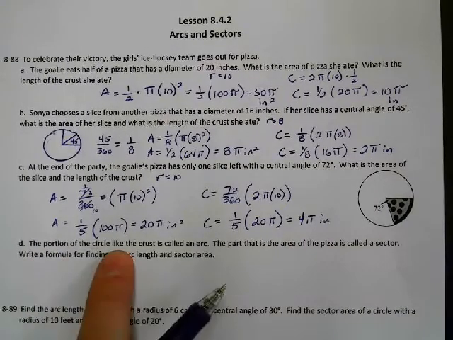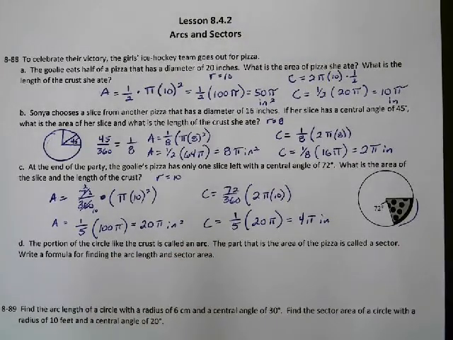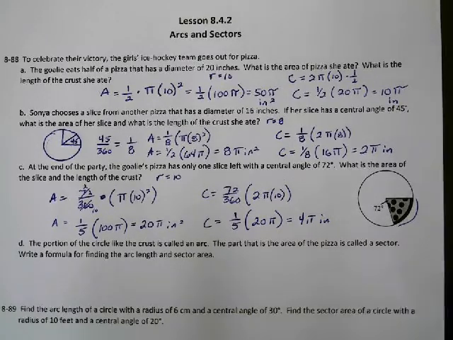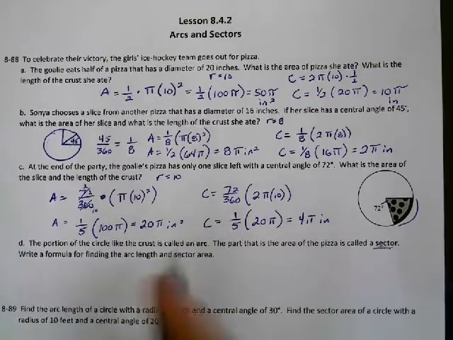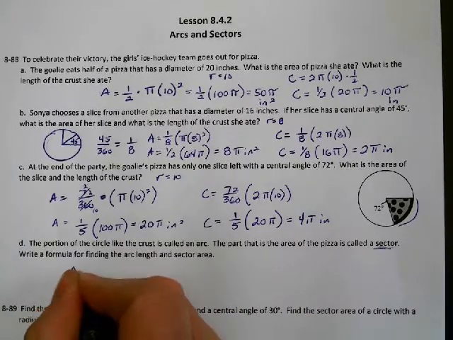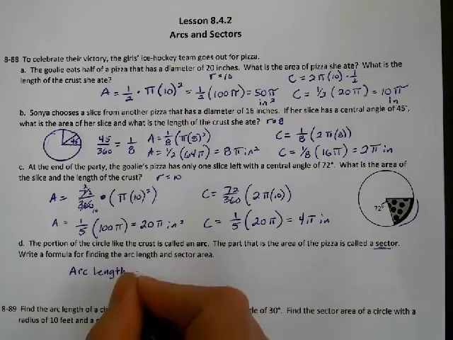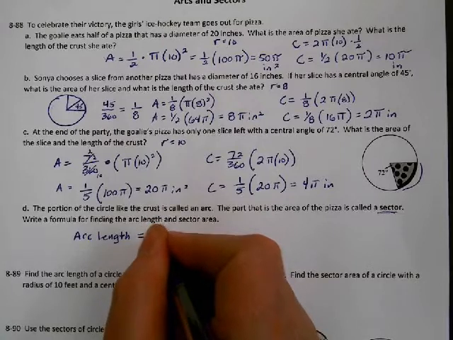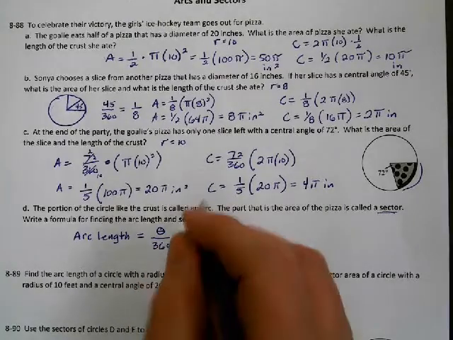All right, the portion of the circle, like the crust, is called an arc. So from here to here, we would call that the arc. We can either talk about the length of the arc or the area of the arc. And the area part would be called the sector. All right, so write the formula for finding the arc length and the sector area. So the arc length would be the central angle, we'll just call that theta, over 360 times 2 pi r.